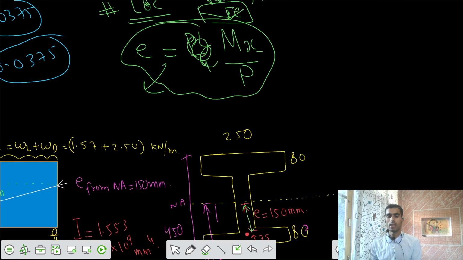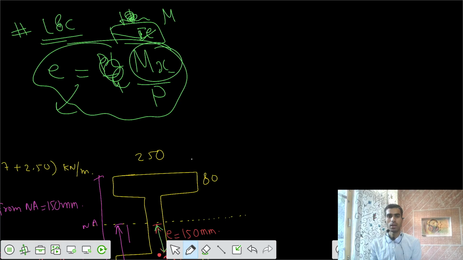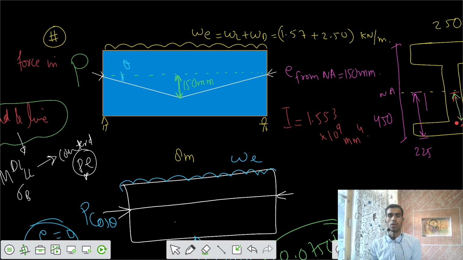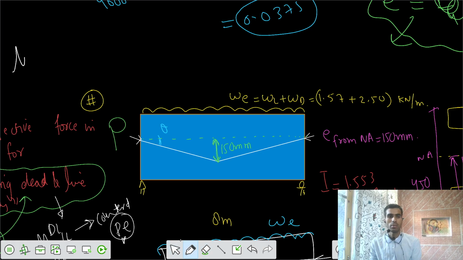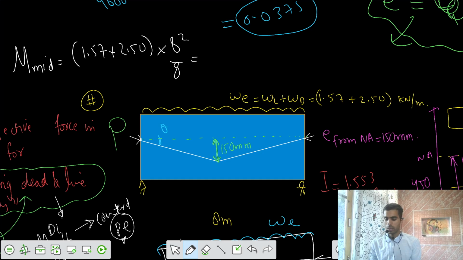And I know the value of E at the midspan. I can find the moment at the midspan, which we also already know, so I can get the value of P. If I solve for the moment at the midspan, can you tell me? It is WL square by 8. That's 1.57 plus 2.50 times L square by 8, and this moment at the midspan equals 32.56 kilonewton meters. I would say E equals M mid divided by P.